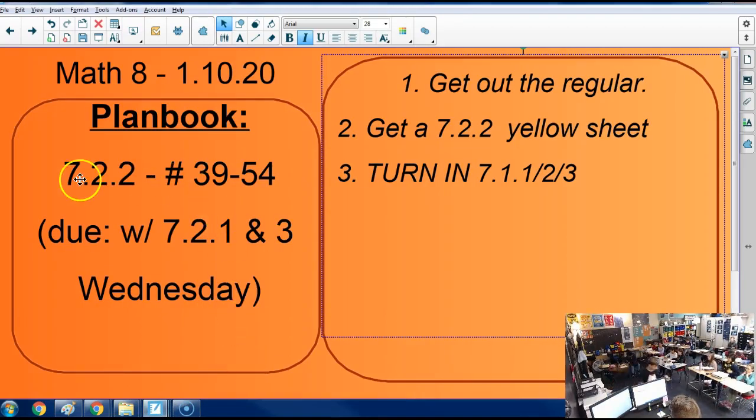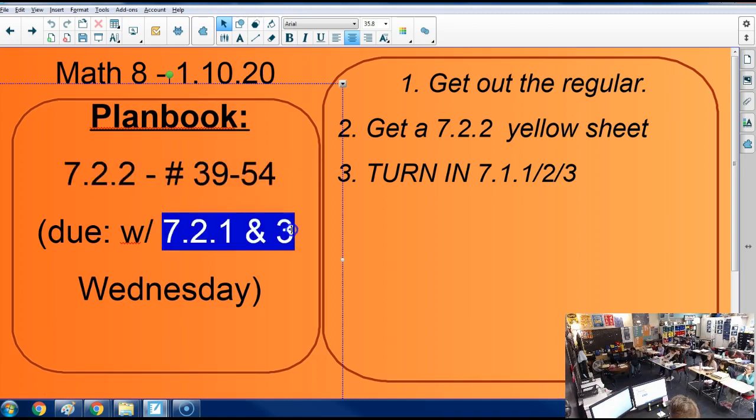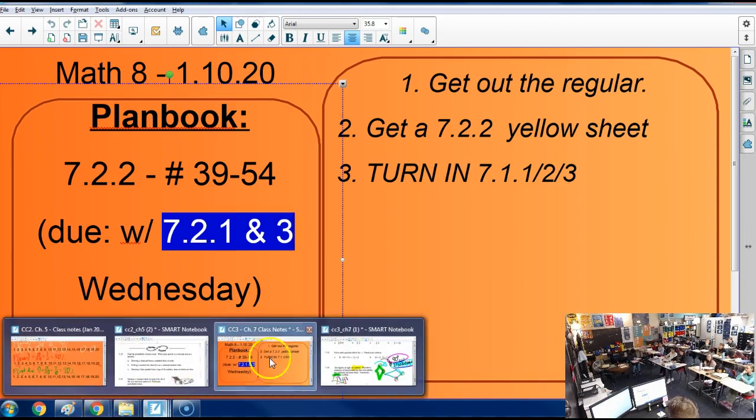For those of you playing at home, here's our assignment today. It will be due in a group of three. So 721, 722, 723. Those will be turned in together next week. Together.